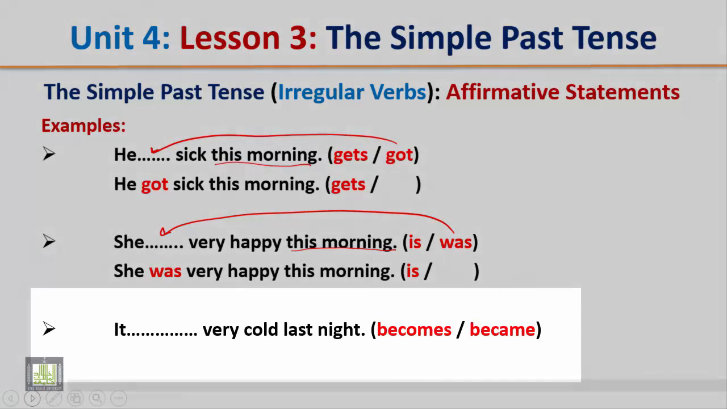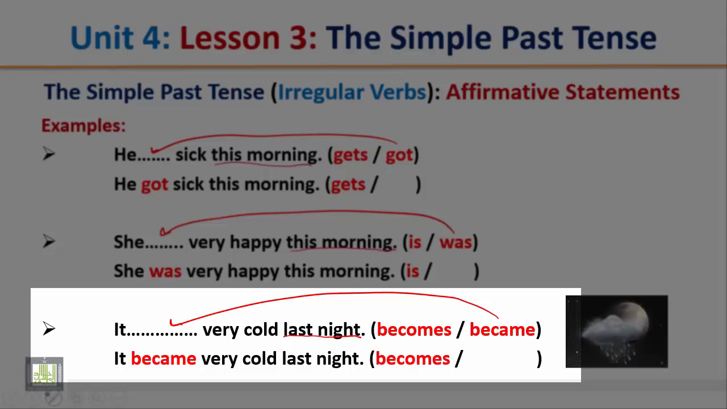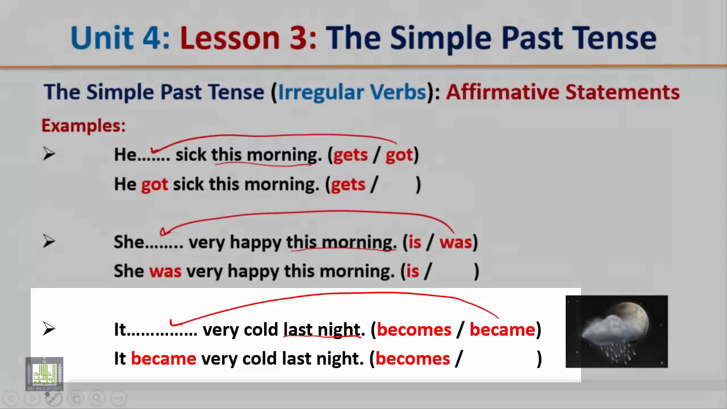Another example. It very cold last night. Which form is correct? Became. Why? Because last night refers to the past. It became very cold last night.